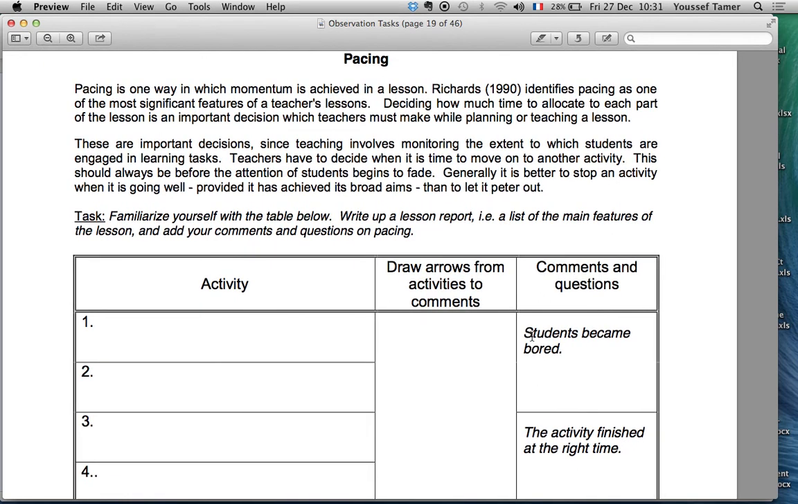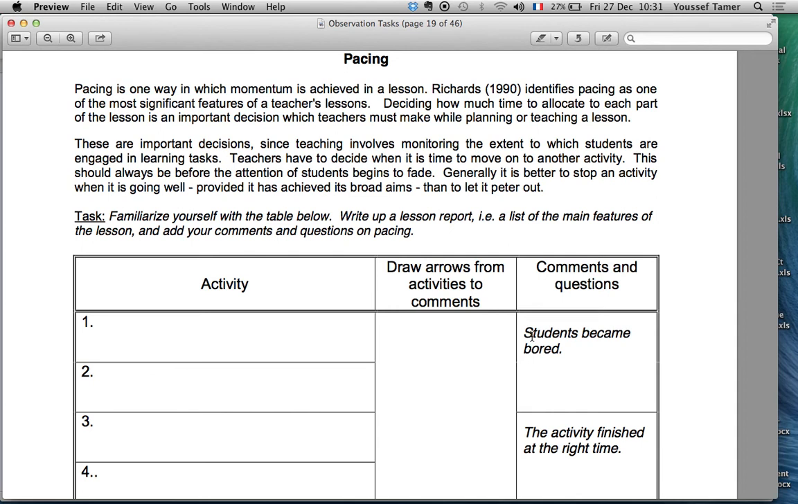So pacing is one way in which momentum is achieved in a lesson. Richards 1990 identifies pacing as one of the most significant features of a teacher's lessons. Deciding how much time to allocate to each part of the lesson is an important decision which teachers must make while planning or teaching a lesson.